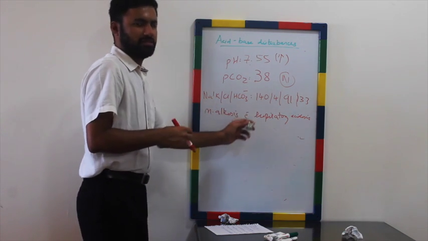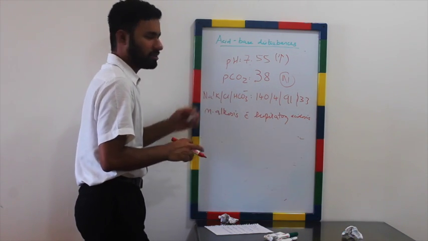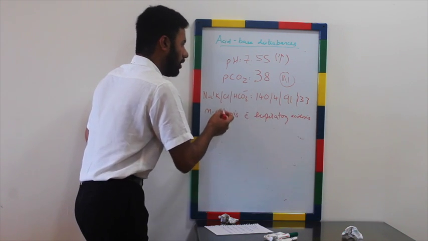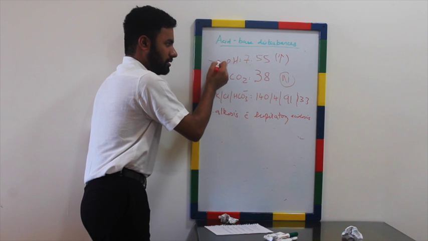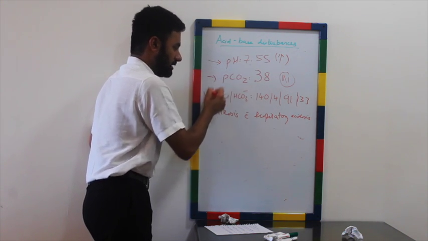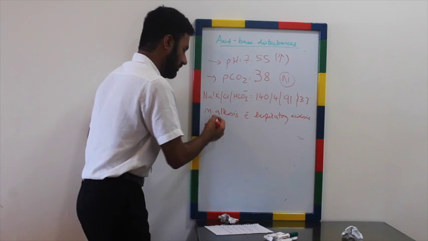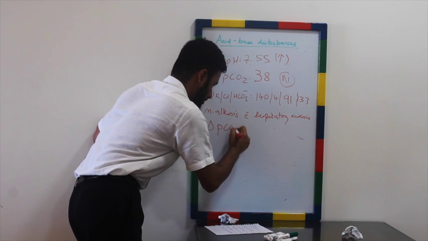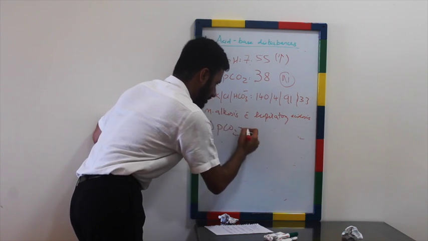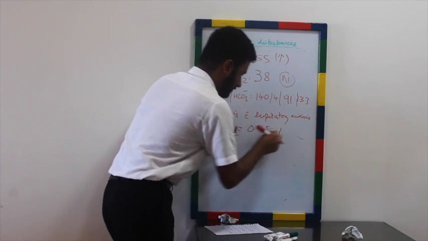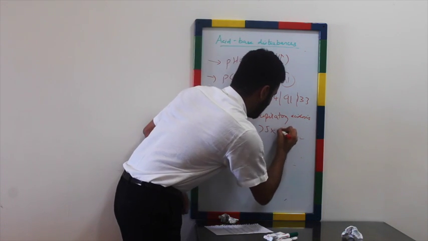Now you can also use the equation to determine that there is a respiratory acidosis. Although we know that because the pH is increased and the PCO2 is normal, there has to be a mixed disorder. Now the formula for compensatory change in PCO2 in a patient with a metabolic alkalosis is 0.75 into delta bicarb.